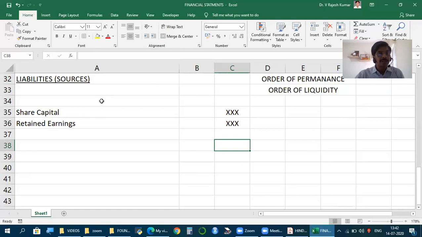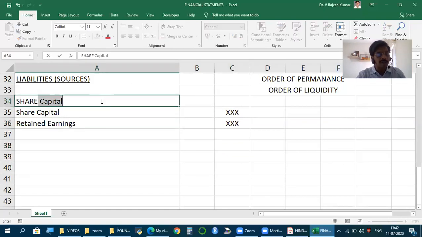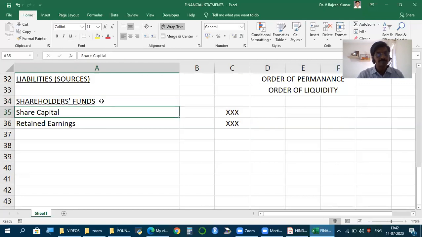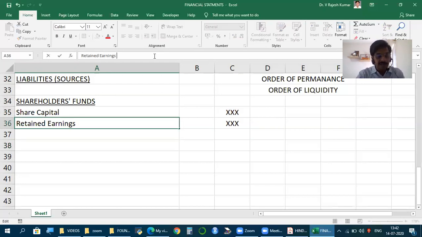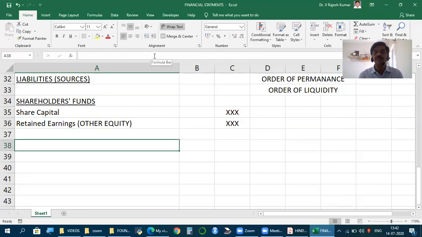And friends, these both put together is called shareholders' funds, owners' funds. So whenever later we need shareholders' funds, remember we need to add share capital and retained earnings. And at present, for this retained earnings, the term we find is other equity. All the same, just the term.